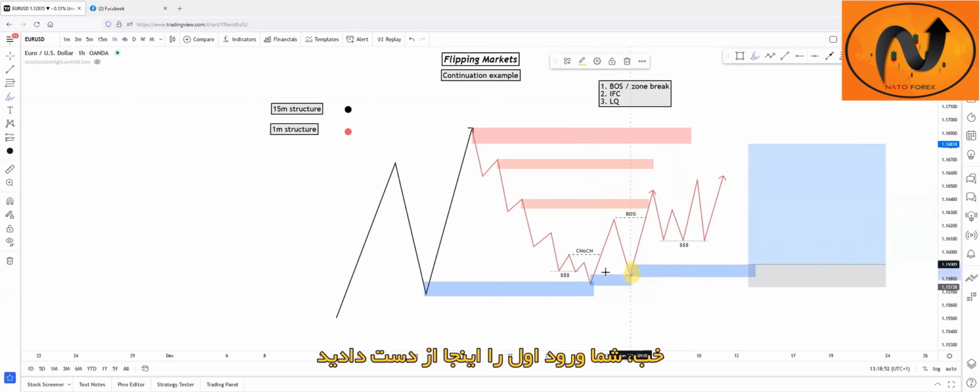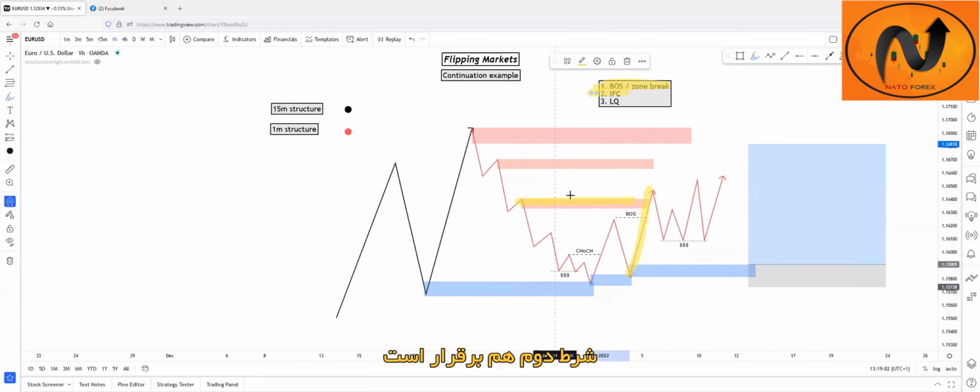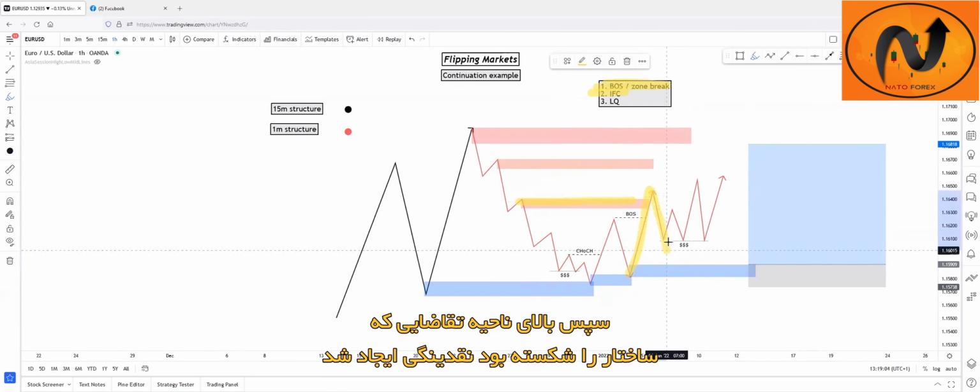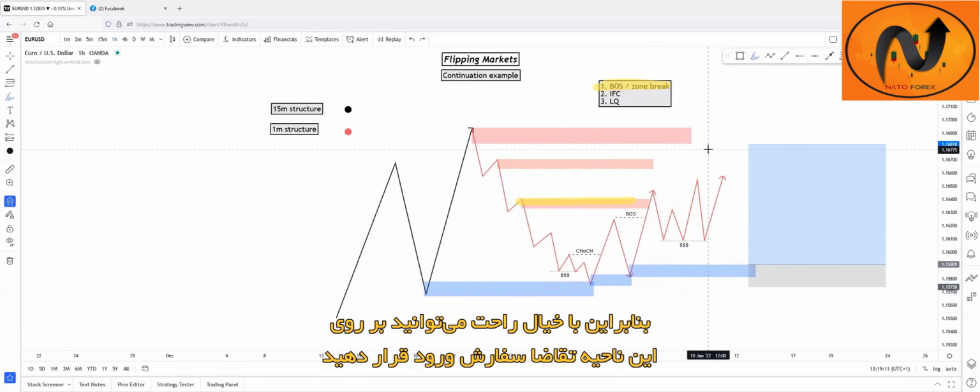So you miss the entry here. The break of structure happened to the upside. The zone break happened, so double confirmation. It happened with an inefficient movement. Second confirmation, after it created liquidity just above the demand zone that broke structure. Third confirmation, third criteria. So you can easily set a limit order on this order block, on this demand zone.